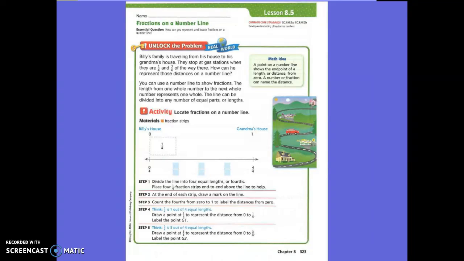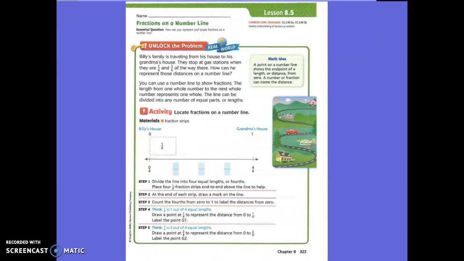Today we're going to represent and locate fractions on a number line. This is important, boys and girls, because the number line is a lot like a ruler, and we are going to be reading rulers later. So it's important to learn how to read fractions on a number line now, so you can read a ruler later, because a ruler is almost just like a number line. It just has a lot more fractions.